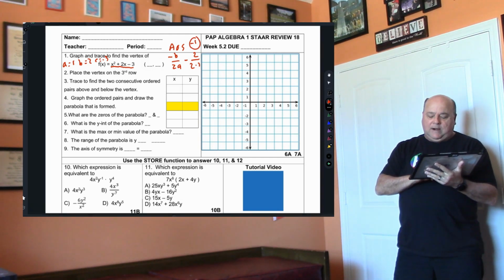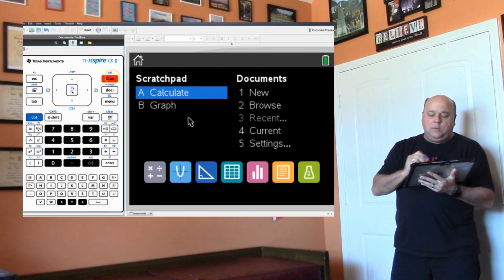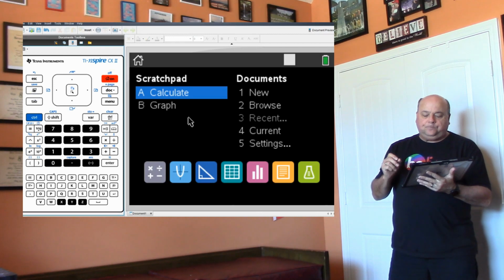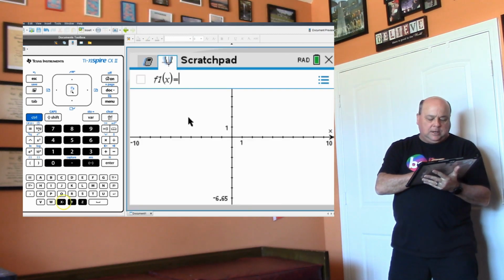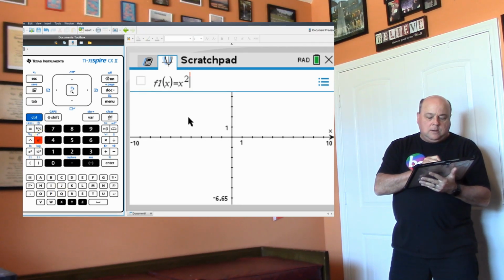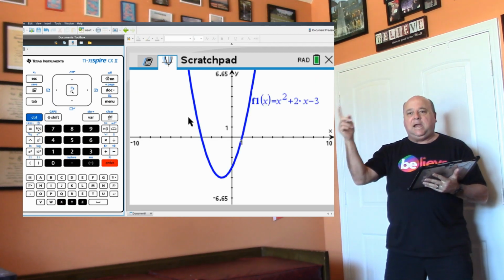Now then, let's go and graph this. So we're going to go to our calculator. We're going to go to home. We're going to hit B to graph. And then we're going to graph x squared plus 2x minus 3. So x squared plus 2x minus 3. Hit enter. Bam, we got it.